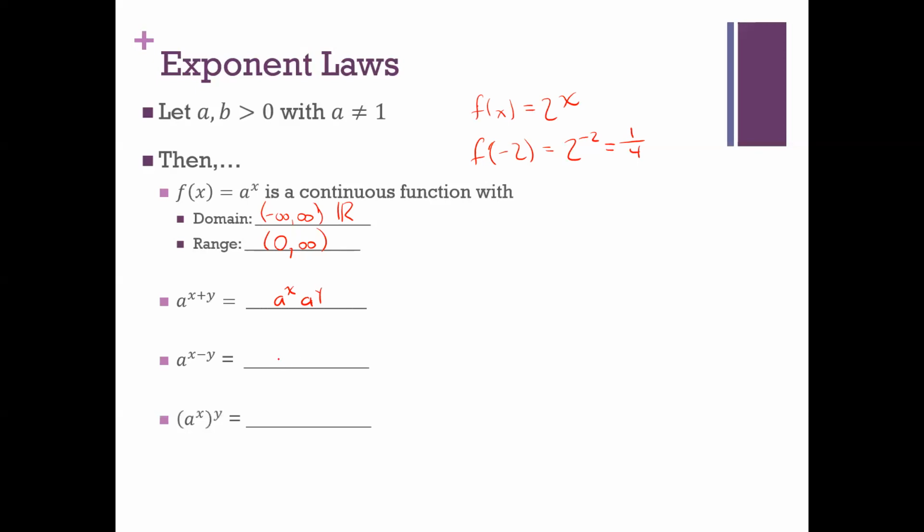And how about the next one? So if we have an additive exponent, we can just break it apart by multiplying the bases. What if those exponents, x minus y, are subtracted? Again, or Sebastian this time. A to the x over a to the y. Yeah, you tried it again. A to the power of x over a to the power of y.